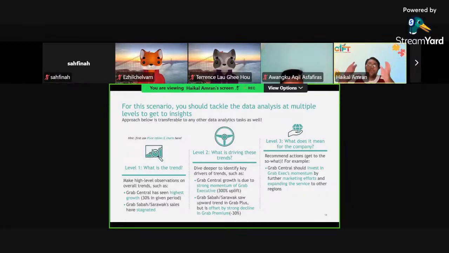And then once you take your analysis a step further, this is for the second part of your preliminary analysis, which is the recommendation. Remember the business recommendation part. So once you identify, for example, Grab Central growth is 30%, and this is because of the strong momentum of Grab Executive performance in Grab Central, then as such, the third level analysis would be Grab Central should invest in Grab Executive momentum. So that is the chain of layers of thinking and analysis that you have to do and is expected from you for this assignment.